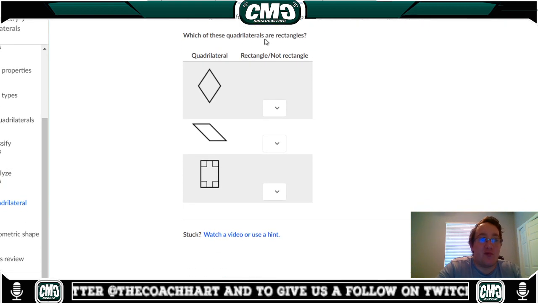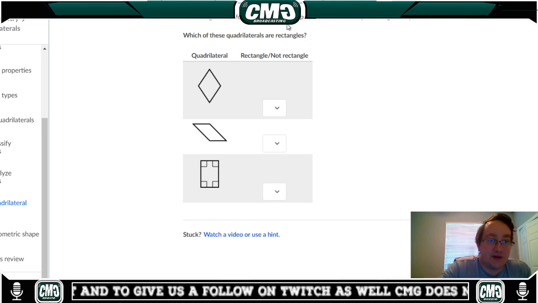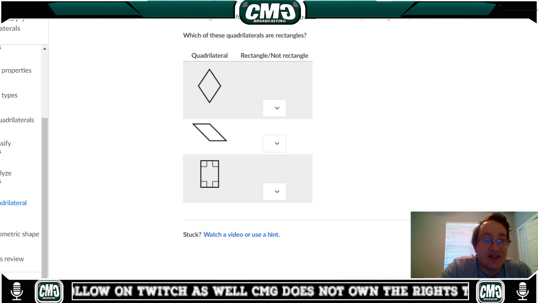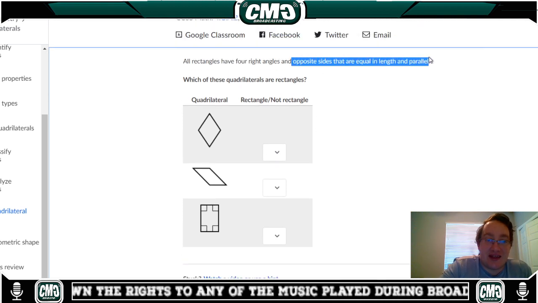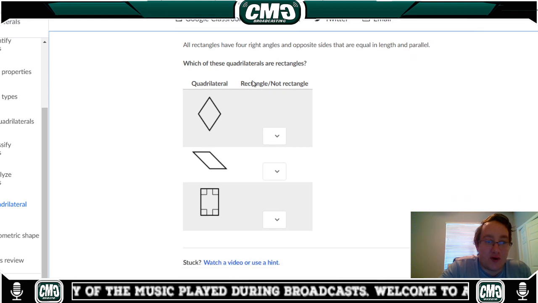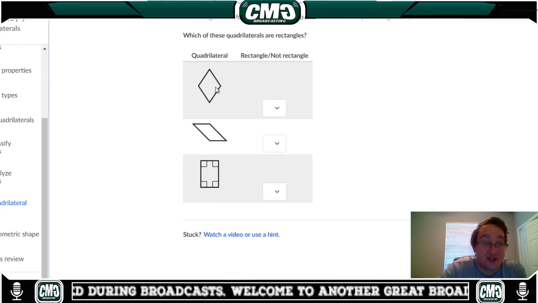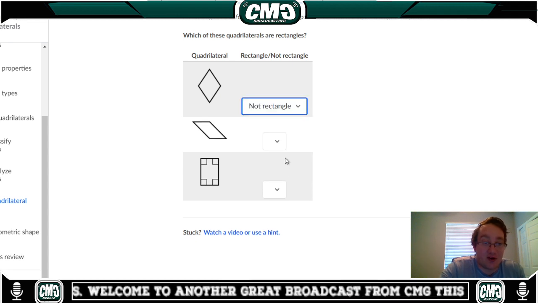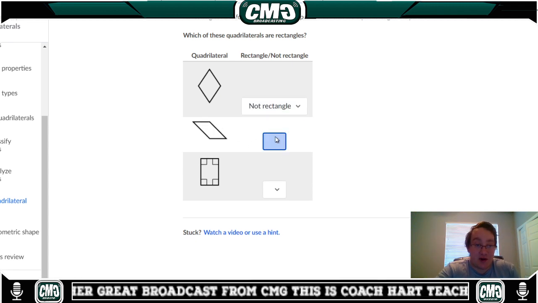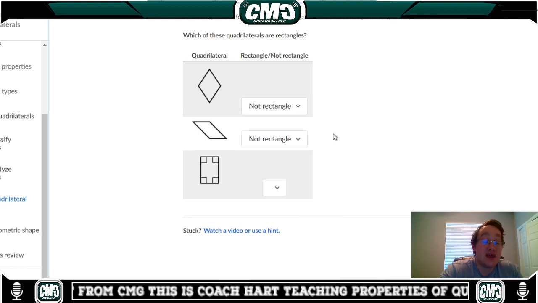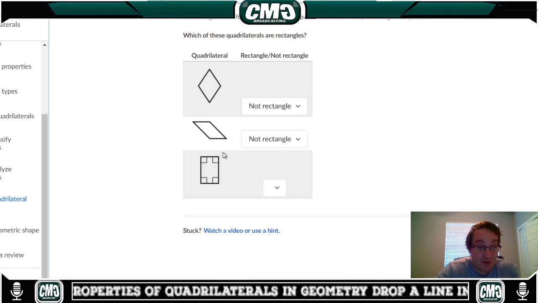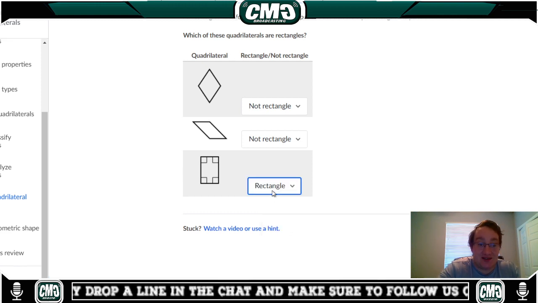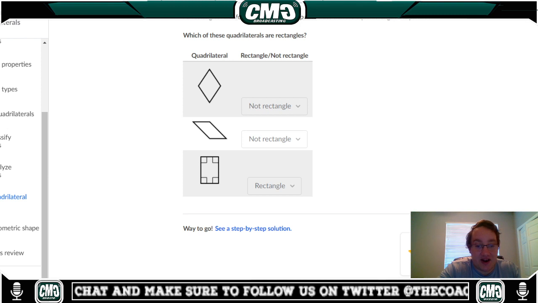Now, here we go. We're looking at which of these quadrilaterals are rectangles. Remember that with rectangles, opposite sides are equal in length and parallel, and it's got the 4 right angles. So if we go here, no right angles in this first one, so this is not a rectangle. We have no right angles in the second one. This also would not be a rectangle. The key is that we're looking for these boxes. It doesn't matter what it looks like. If it looks like a right angle and it doesn't have the box there, it's not a right angle. This one does have the boxes in all 4, so that would be a rectangle there.